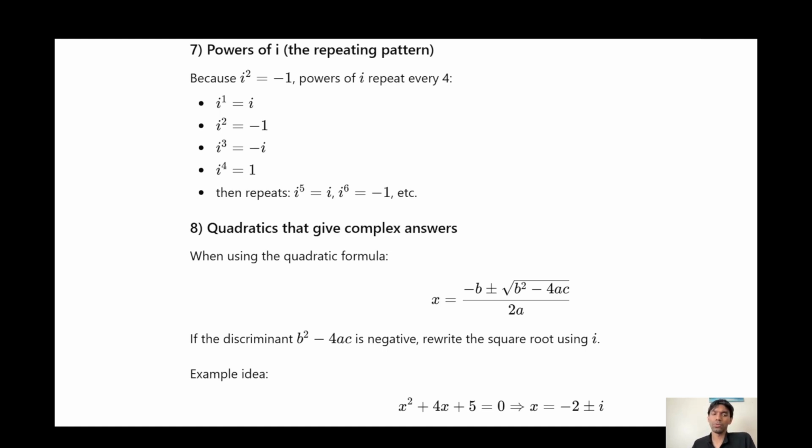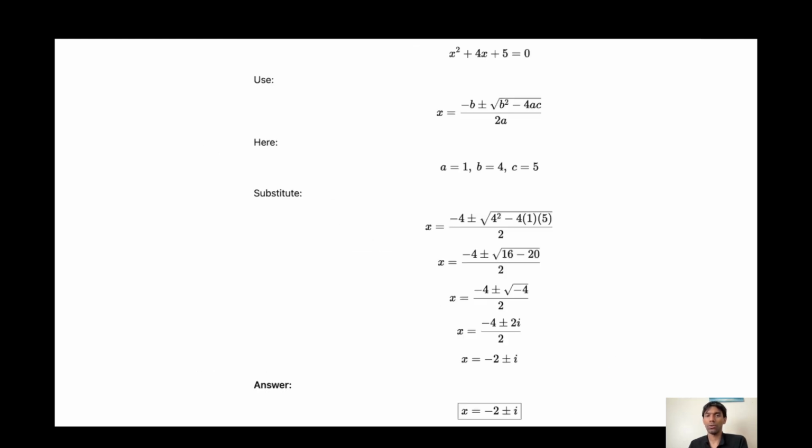And moving on to quadratics that give complex answers. When we use the quadratic formula, x equals minus b plus or minus the square root of b squared minus 4ac, divided by 2a, if the discriminant b squared minus 4ac becomes a negative, we have to rewrite that square root using i. And we have an example here of this equation that turns into x equals minus 2 plus or minus i. How do we get here?